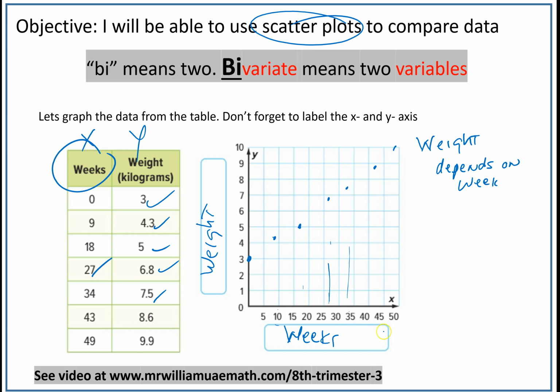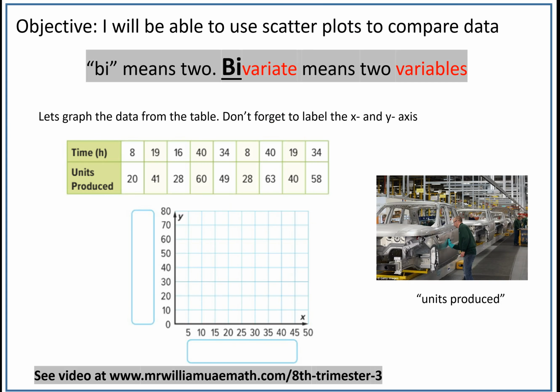So here is my independent variable, weeks, and my dependent variable, weight. Okay. All right, here's another one.